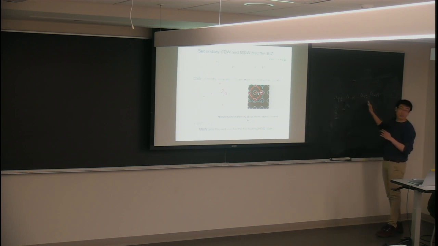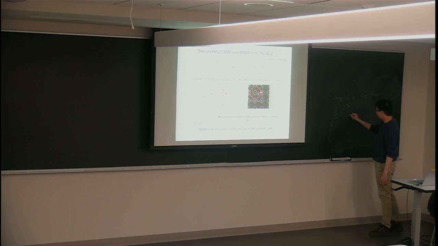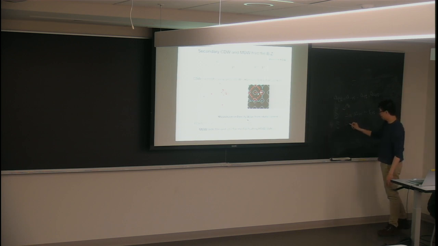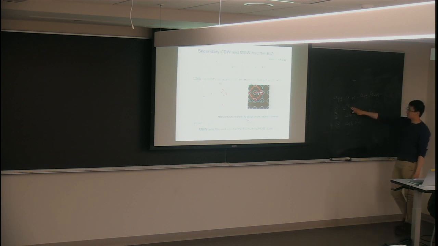And then there's the relative phase between them. This relative phase determines the phase of the charge density wave order parameter. So the relative phase between these two determines the position of the charge density wave stripe in real space. And similarly, there's one in the y direction. So this phase, if ordered, breaks U(1) symmetry, and these two phases, if ordered, break translation symmetry.